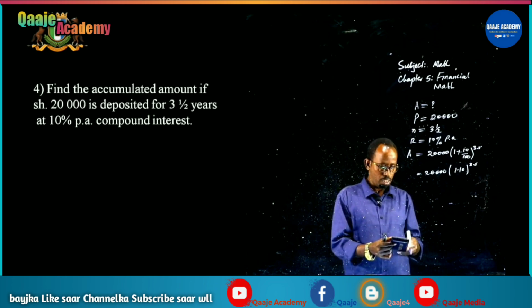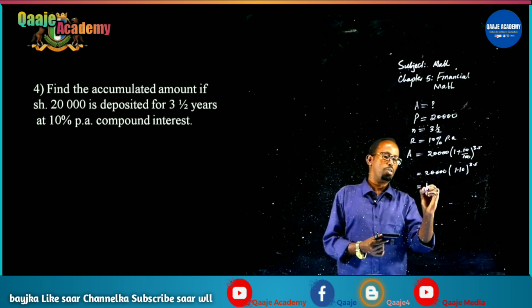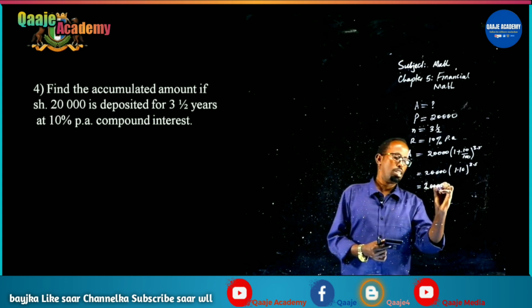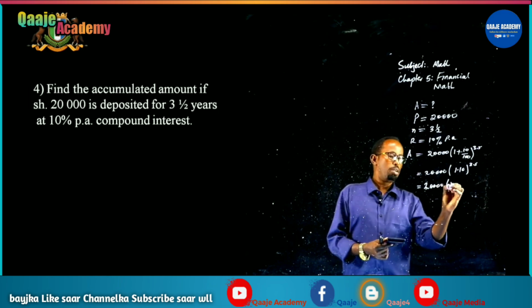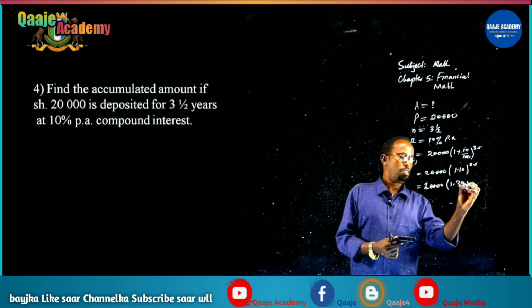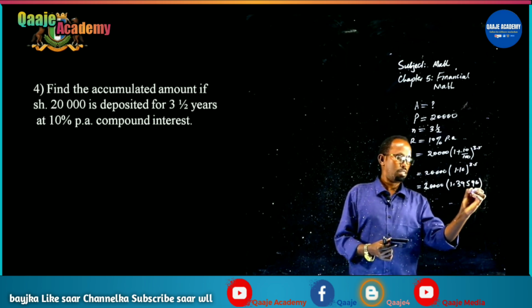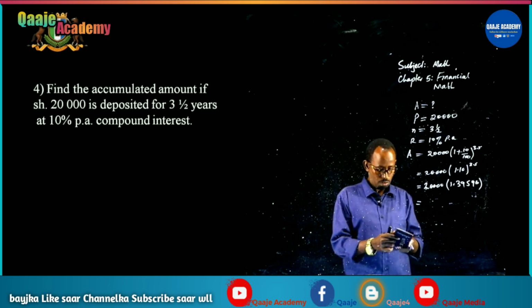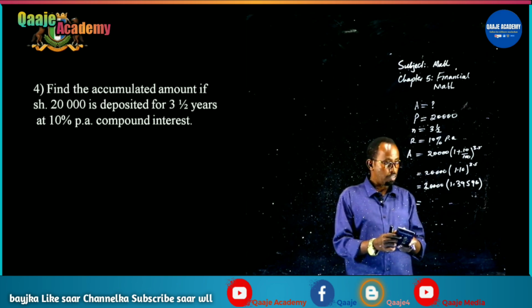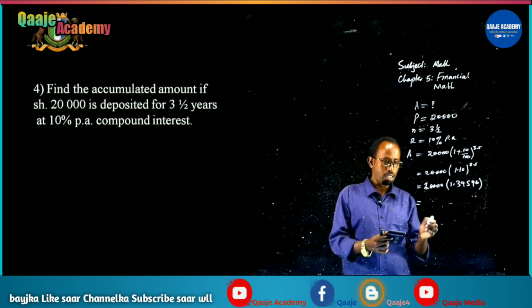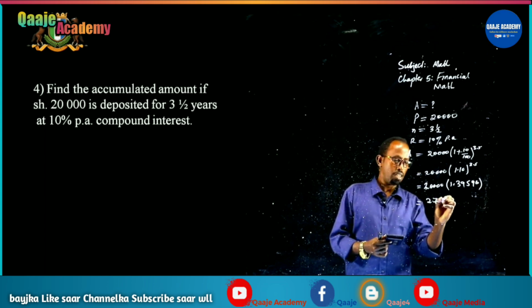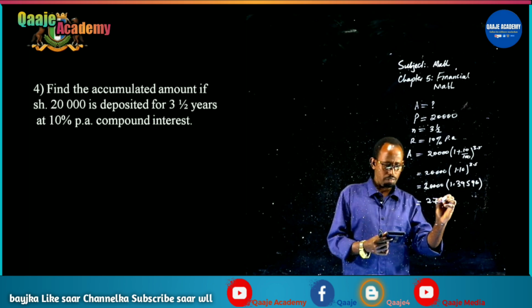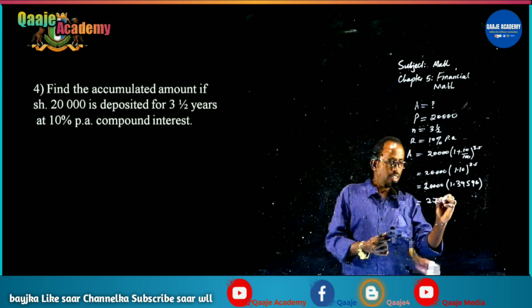Is we have 20,000 bracket 1.39596. So if you multiply this by 20,000 times 1.39596, you get 27,000. As well, we can use another way.